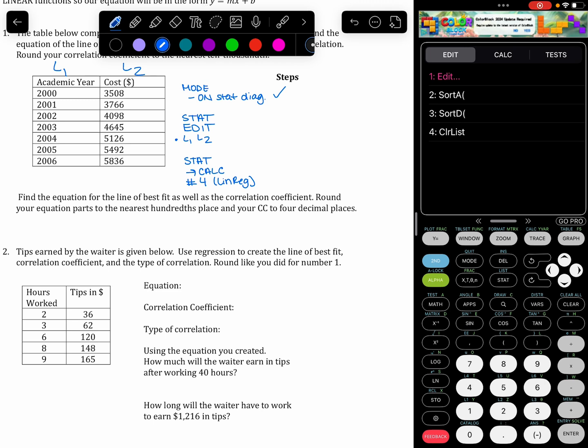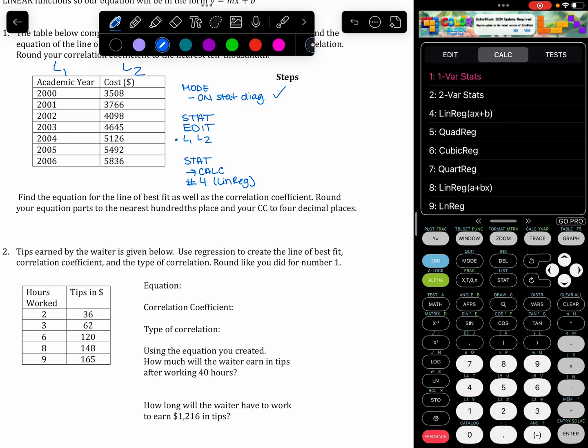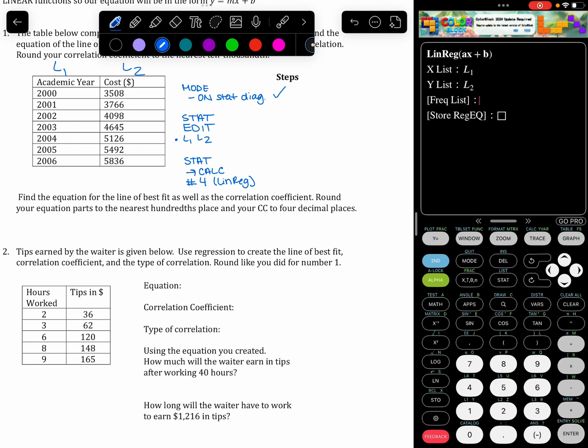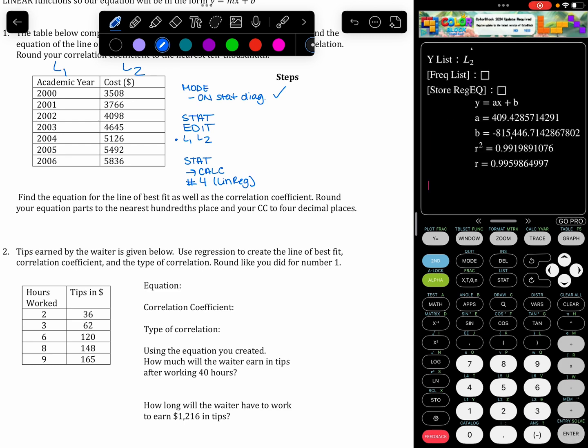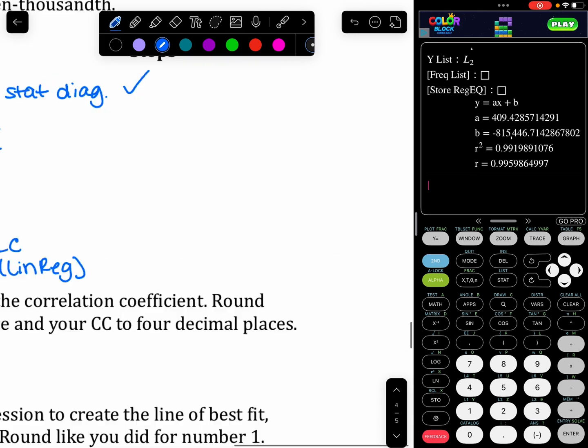I'm good. So immediately from there, I hit stat again. And then if you look at the top of your calculator in gray, it says edit and then calc and then tests. I want to use my arrow buttons on my calculator and go to the right so that calc is what is highlighted. And then I am looking for number 4, which should say LinReg or linear regression. And then you hit enter. And then you hit enter a bunch of times.